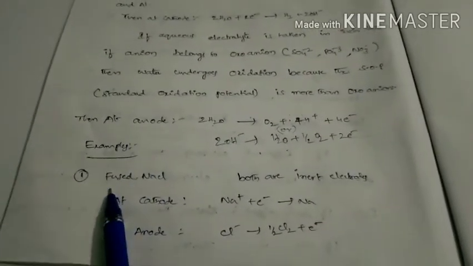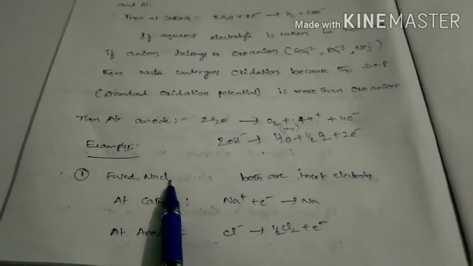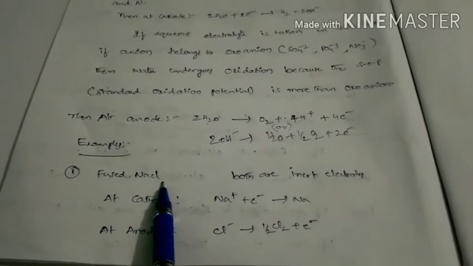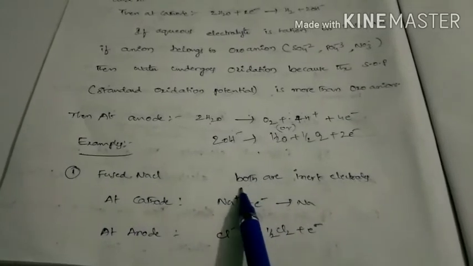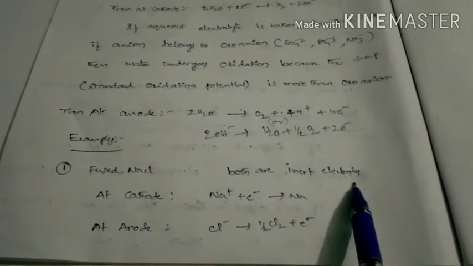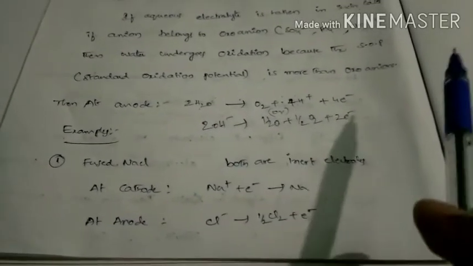Next, examples. These examples are also very important. You face these types of examples at competitive level or in CBSE level. Example: I take fused NaCl. Fused NaCl means liquid NaCl, that is, NaCl containing only Na plus ion and Cl minus ion. Here the electrodes are inert electrodes, which means they never participate in chemical reactions.